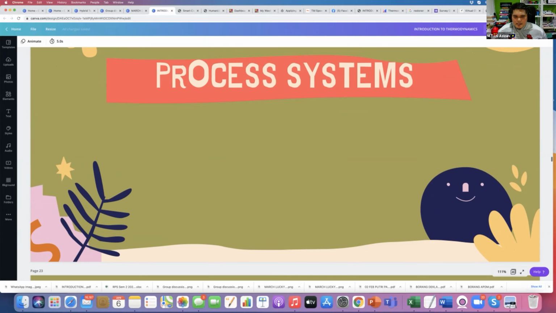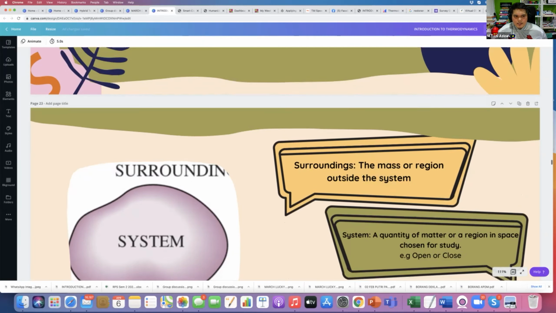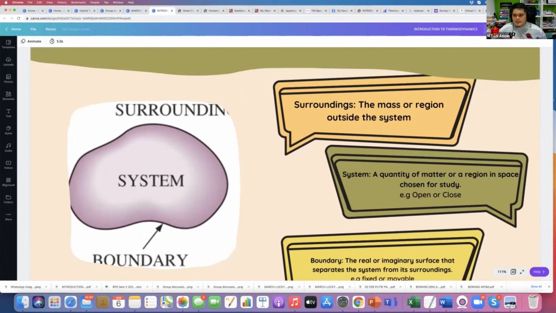All right, so process and system. Imagine you have a system. Imagine, for example, you have a bottle, and what is inside the bottle is what we call a system. The outer layer of the bottle is what we call the boundary, and outside of the bottle is what we call the surroundings. So this is the definition of it.